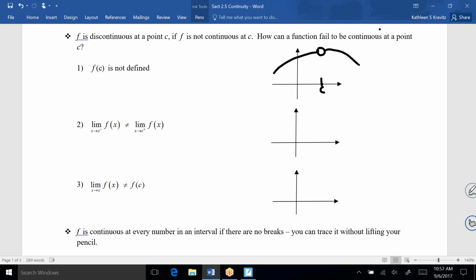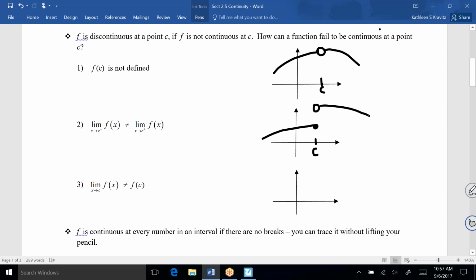The second one says that the limit of f of x has to exist. So it's going to be discontinuous if the limit from the left is not equal to the limit from the right. So let's draw an example of that. So again, let's say that c is here, and suppose our function goes like this, and here this time it's going to be defined at c, but then let's put an open circle here and continue it that way.